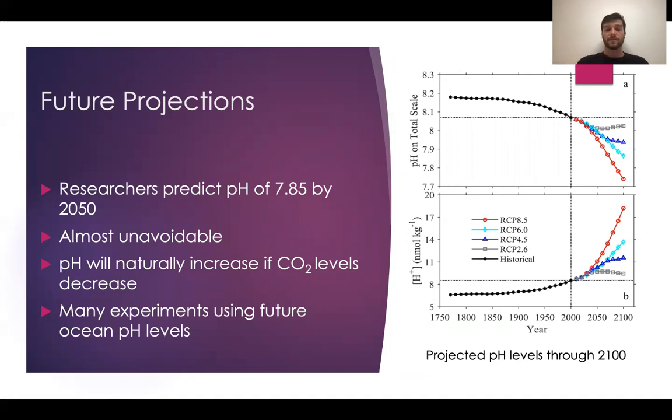Many experts think that the ocean will just be a lot more acidic in the future. It's going to be about 7.8 pH. But if we do take measures and we do cut back on our CO2 emissions, it might be able to help with that and decrease its effect.